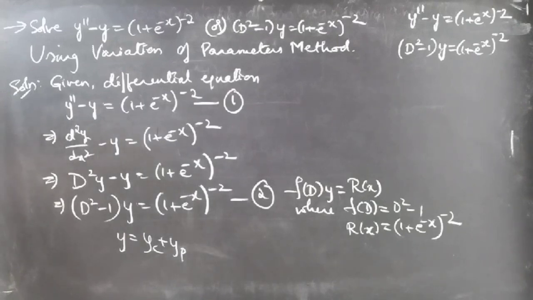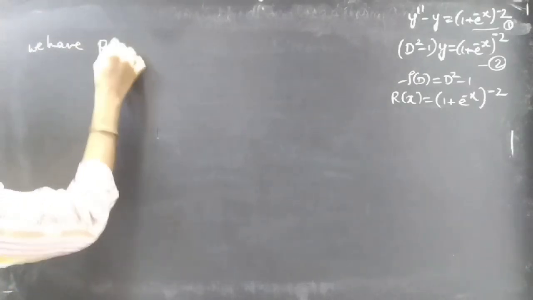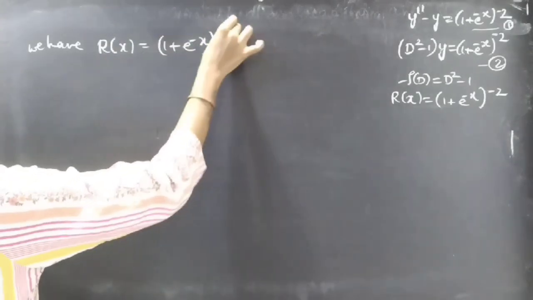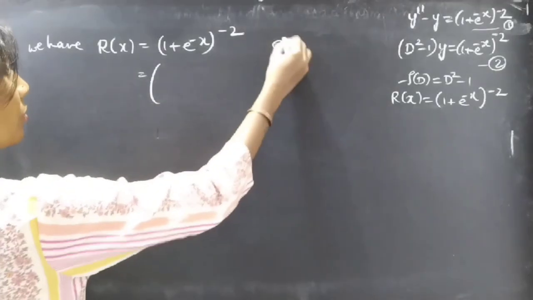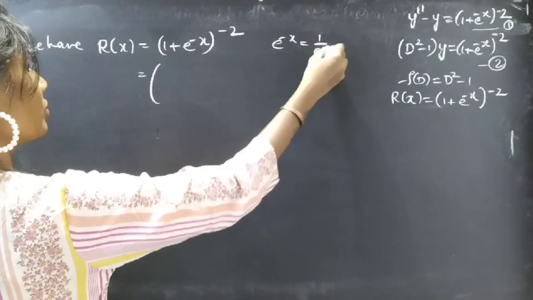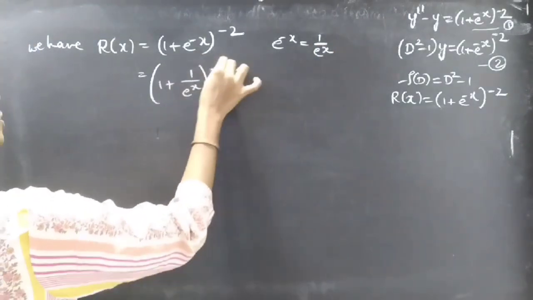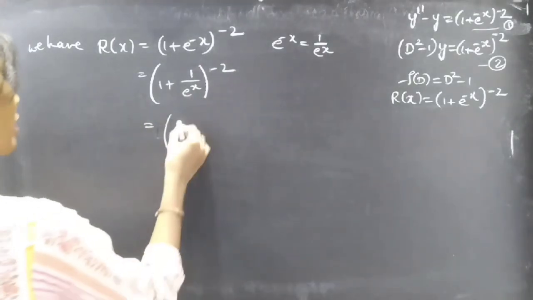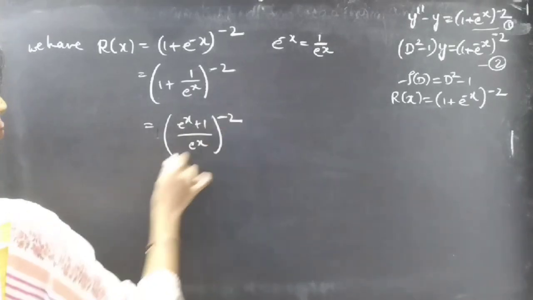Okay, we have r of x equals (1 plus e power minus x) raised to the power minus 2, right? And we can write e power minus x as reciprocal of e power x. So let's replace e power minus x with 1 by e power x, raised to the power minus 2. Now take the LCM of the two terms. We'll get ((e power x plus 1) by e power x) raised to the power minus 2, right?